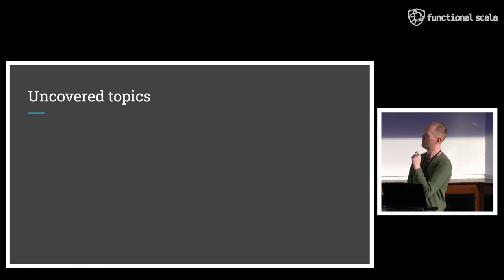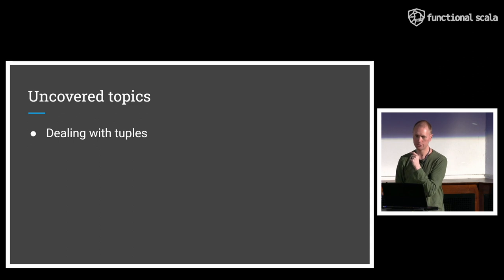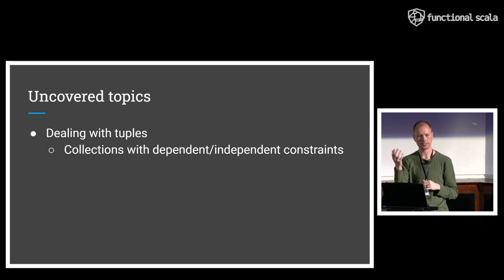Some uncovered topics. How do you deal with tuples? They're kind of like collections with dependent and independent constraints. And you can do that nicely, because you can also get constants out of tuples if all the parts are constants. Scala 3 is able to do that. Now with no longer the 22 limit, you can have a collection as big as you want.